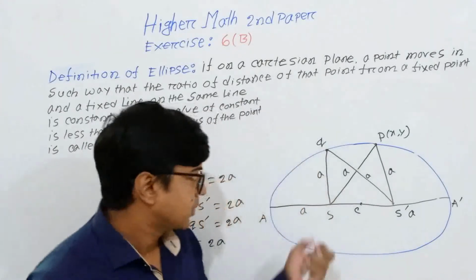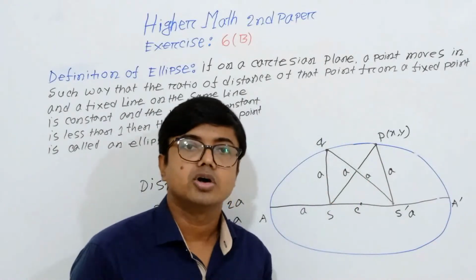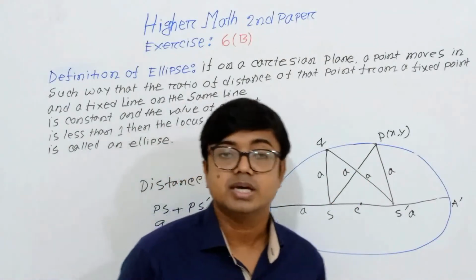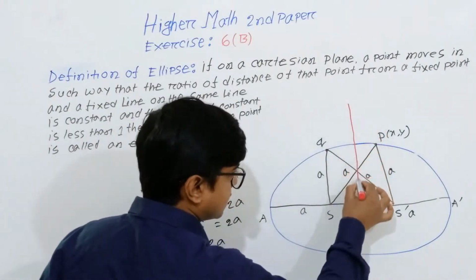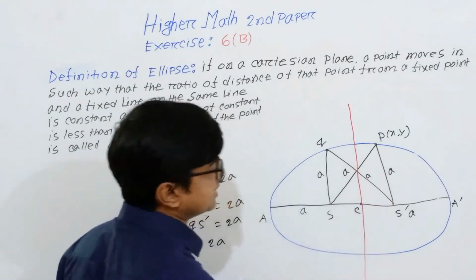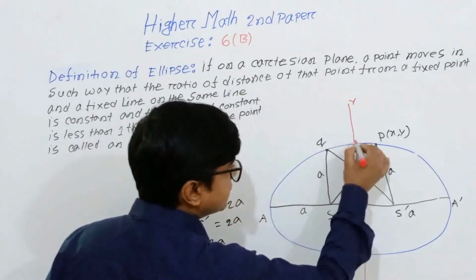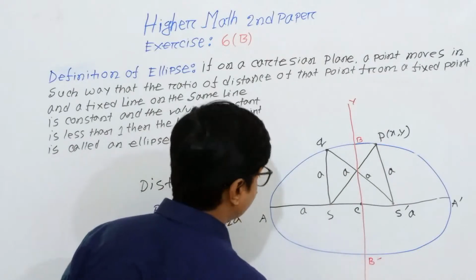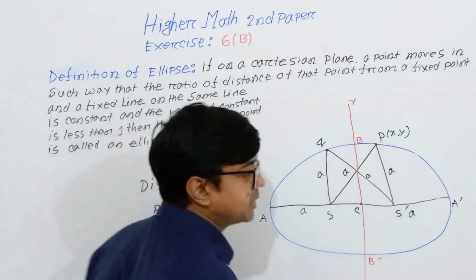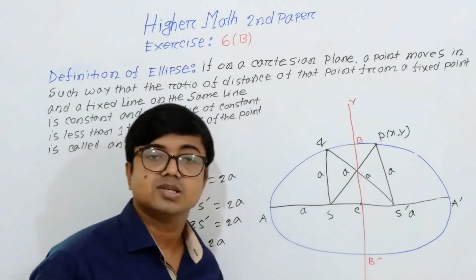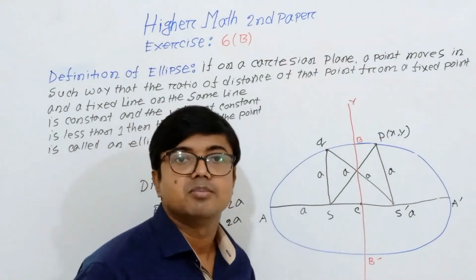And here now we can draw a perpendicular on the major axis which passes through the center. So here this is the perpendicular line, and this is known as Y prime. This point is B and this point is B prime. And look at this, this line segment B B prime is known as minor axis.